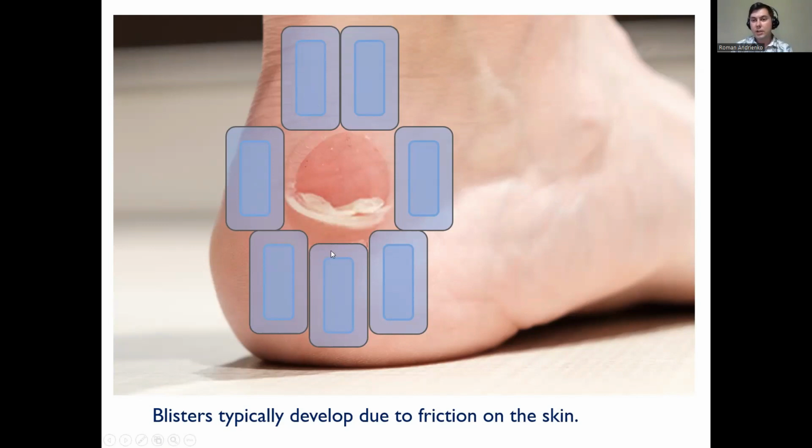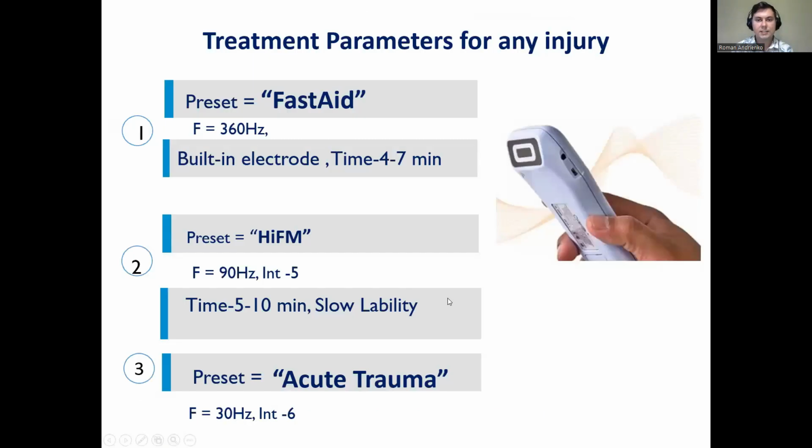So we don't touch the trauma directly. We are doing our therapy all around using the built-in electrode, and we are treating the blisters. We can use fast aid and it will work super effectively. It is designed for that. This is something that is directly related to recent trauma. I guess nothing to add here.